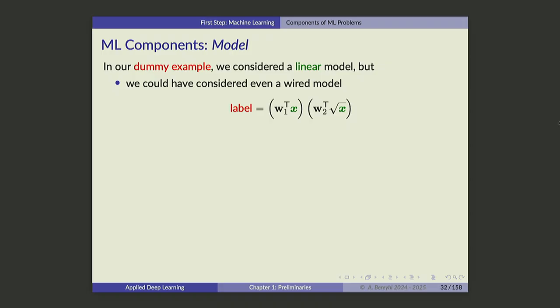So the key point here is that this is still a model because it's a function getting input x to the label, and this is a parameterized function. You can choose weights, and essentially, if you have such a model, by the right choice of the weights, you can recover what you have as the true label. Okay?